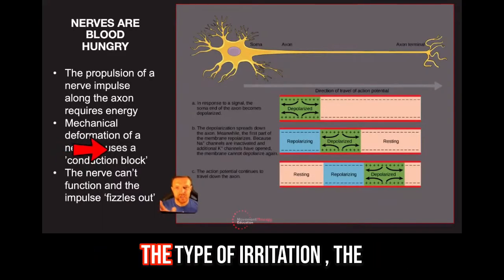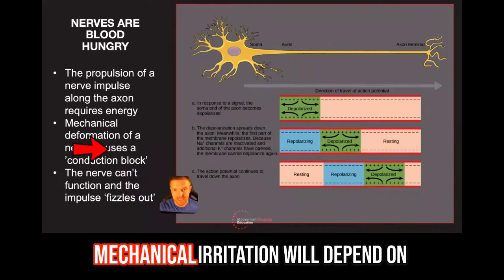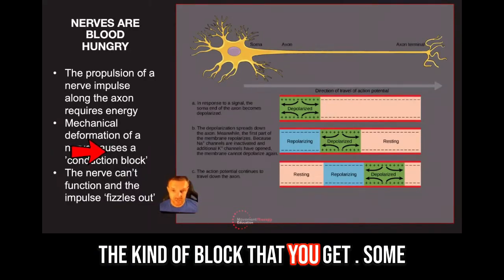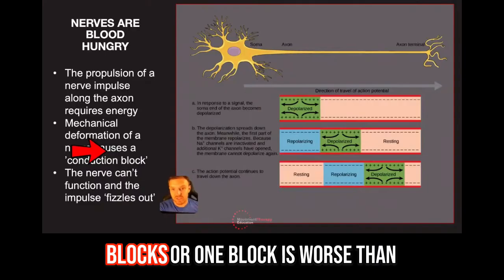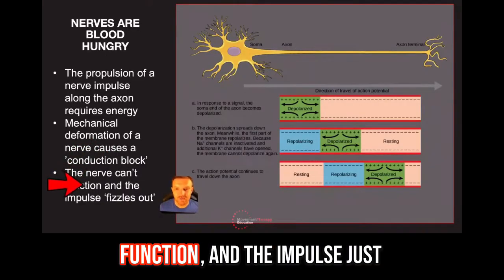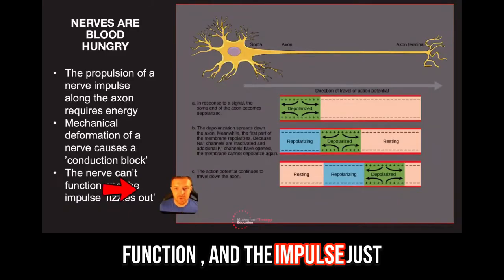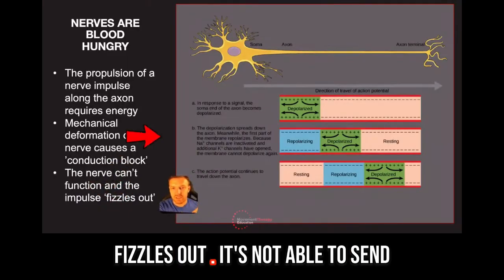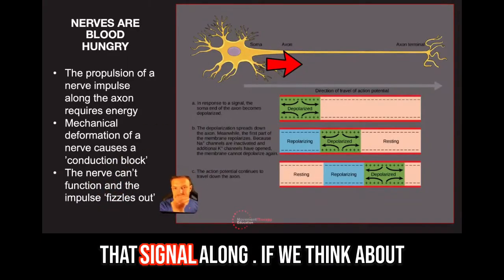Depending on the type of mechanical irritation will depend on the kind of block that you get. Some blocks, or one block, is worse than the other. The nerve basically can't function and the impulse just fizzles out. It's not able to send that signal along.